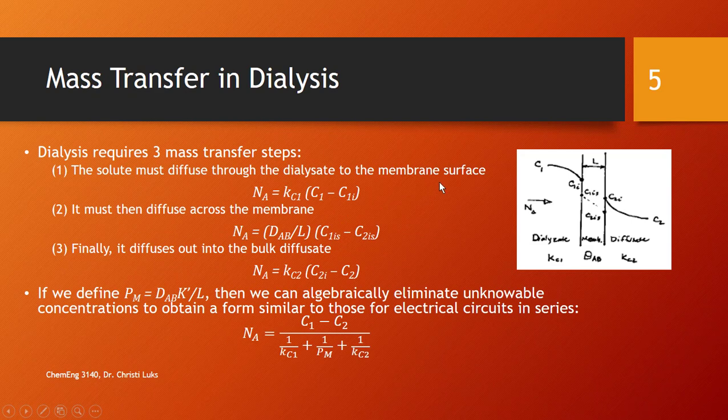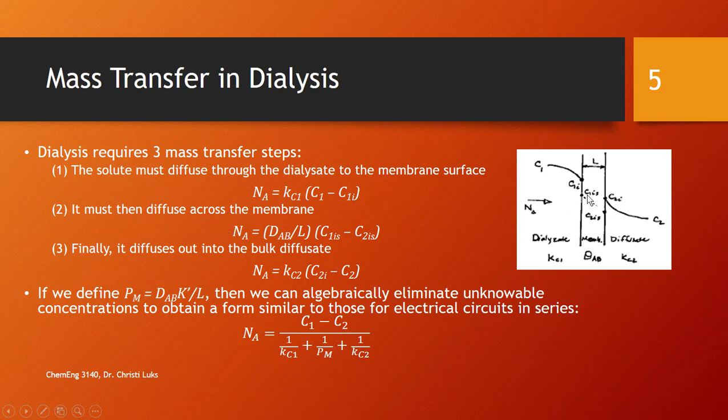The mass transfer really happens in three distinct steps. First, the solute has to diffuse through the dialysate to the membrane surface. There's probably some bulk concentration out here in the free fluid of the dialysate compared to what is on the membrane wall, and we can estimate this using our convection form for mass transfer. So the mass flux is Kc, the mass transfer coefficient, times the delta C on the dialysate side.